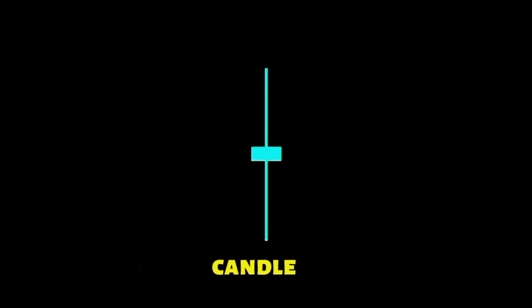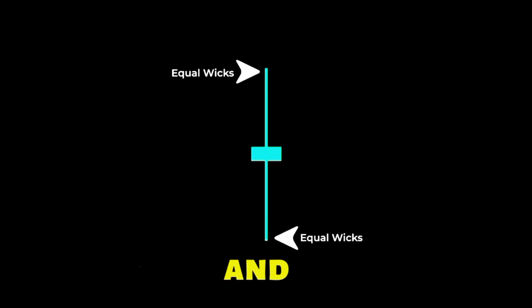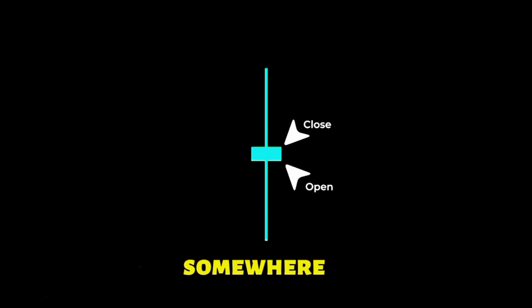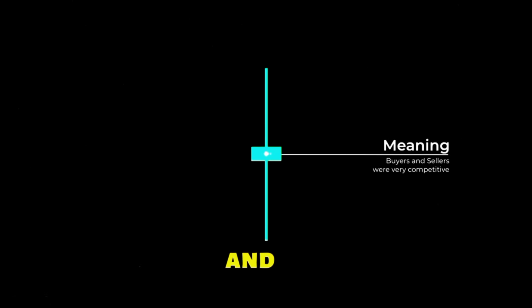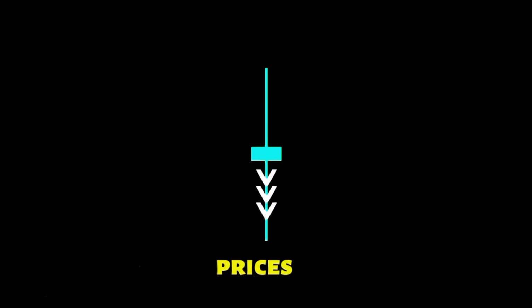A Doji candle is characterized by a candle with approximately equal wicks above and below a small body. The open and close are somewhere in the middle of the candle and the body of the candle is very small. It shows that the buyers and sellers were very competitive during that time period. The sellers tried to push the prices down while the buyers pushed the prices upwards. In the end, they were both equal to each other and the price closed near the open.